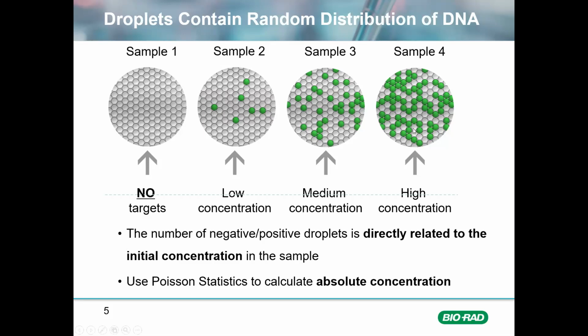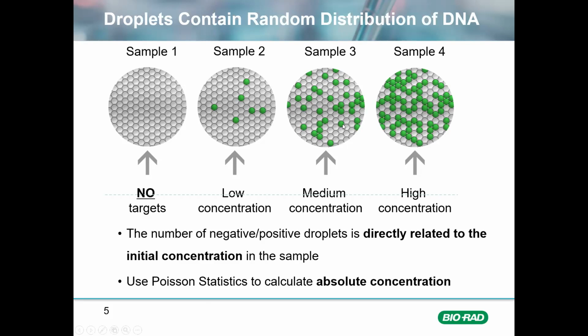Now, using the ratio of positive to negative droplets and utilizing Poisson statistics, we're able to calculate an absolute concentration in copies per microliter without having to run a standard curve. So every sample generates an absolute quantification.